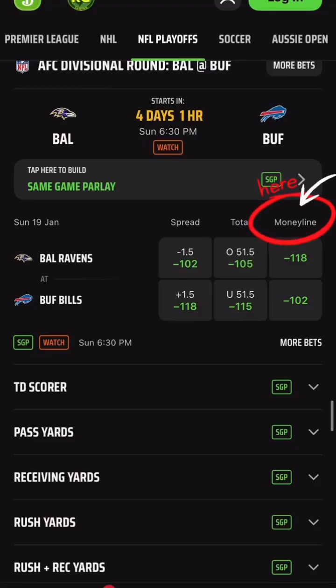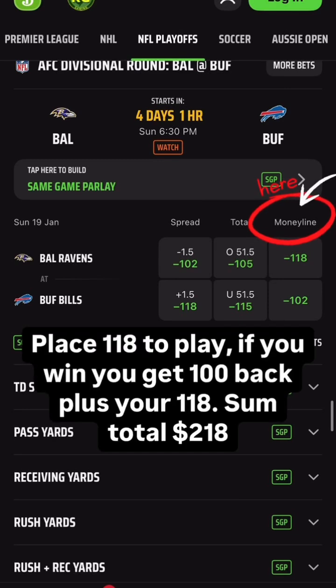So at the end, you see the money line, and they have the Baltimore Ravens as favored to win. So if I want to place a bet on the Baltimore Ravens to flat out win, that means I would have to place a bet of $118, and I'll win $100 back. And on top of that, I'll get my 118 back. So that's $218 that I'll win if the Baltimore Ravens win.